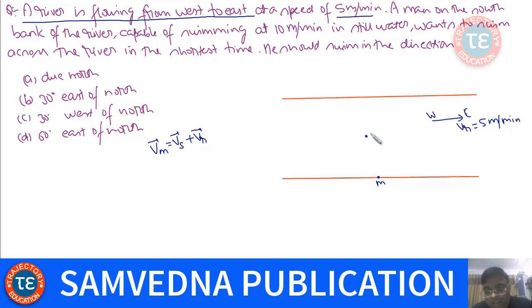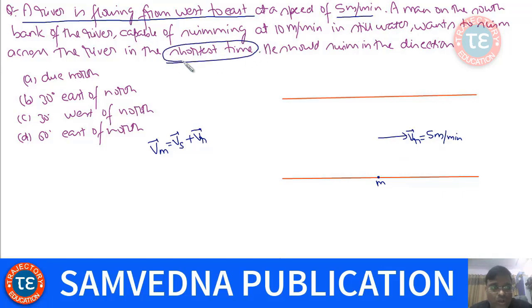We want to swim across the river in the shortest time. Wherever the man is, he is going to inherit the velocity of the stream, VR, the velocity of the river, which is 5 meter per minute. He is going to inherit this velocity. Now see, the condition is I want him to cross the river in the shortest time.